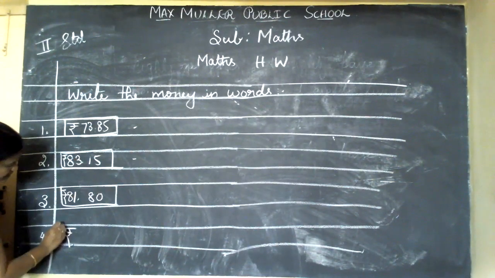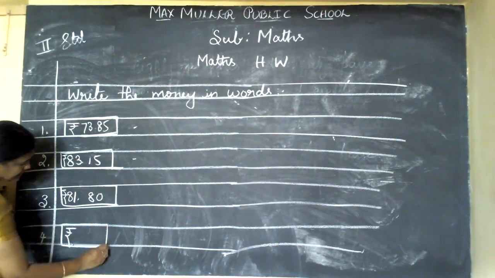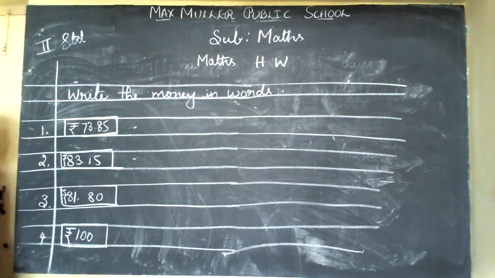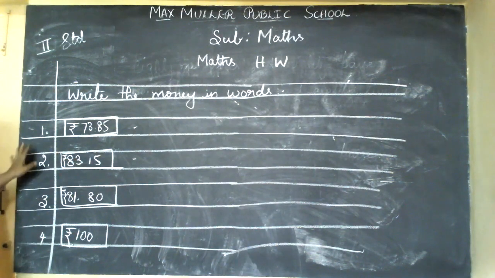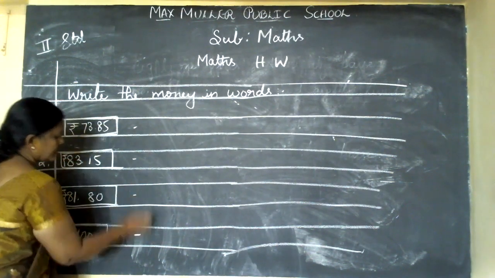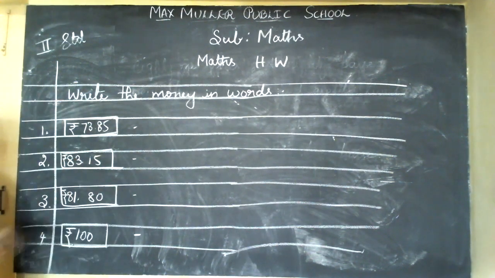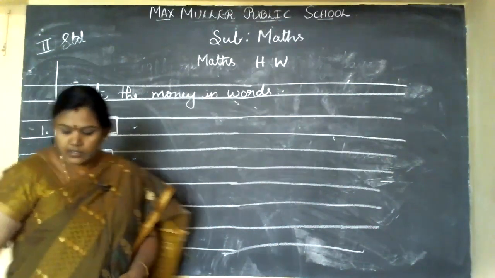Fourth one, rupees 100. See, 4 numbers I gave children. You want to write in the words. Understood? This is the homework, maths homework.